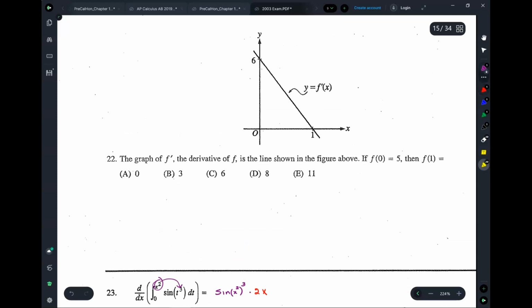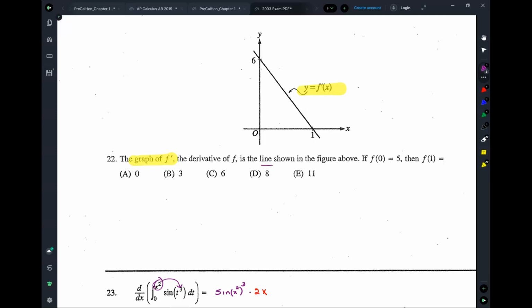Other ones, 22. The graph of f prime, right? The derivative of f is the line shown below. Again, highlight, highlight. So this is f prime, derivative, slope, whatever. If f of 0 is 5, then what's f of 1? Okay, so this is a line, right? And it tells you it's a line, so there is no question about it.